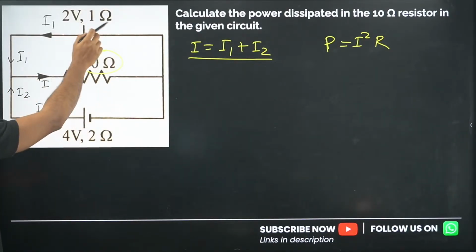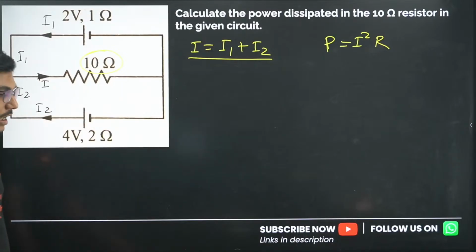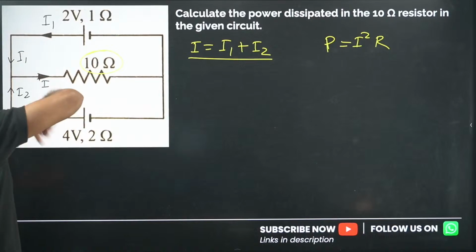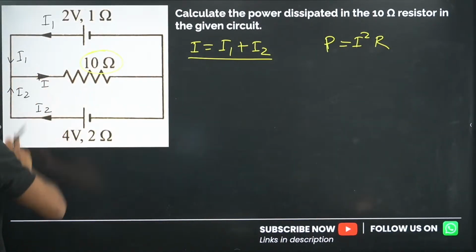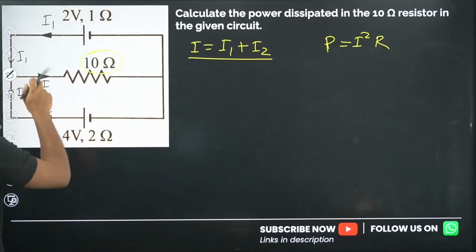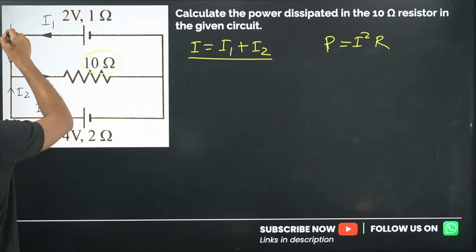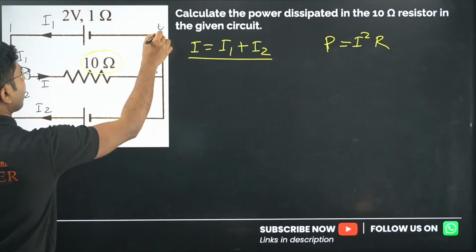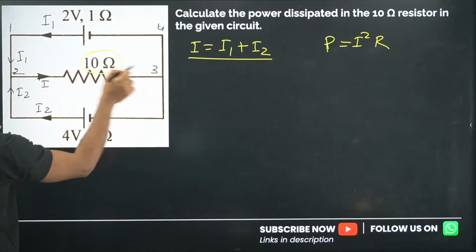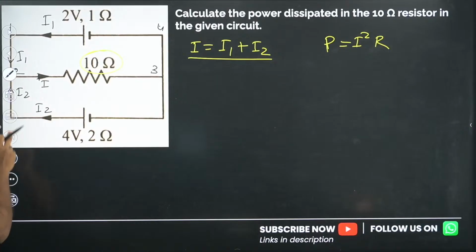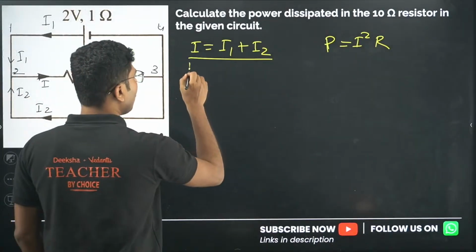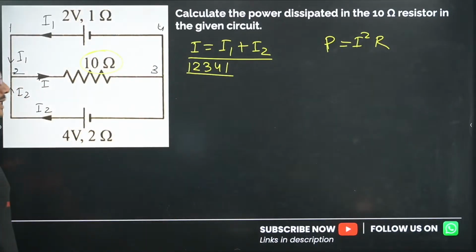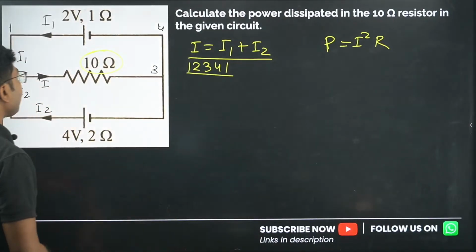Now what do we have to do? If you see, they are electric cells having internal resistances. If there was no internal resistance, this would have been an easy calculation. But because we have internal resistances, we have to take loops. First we will consider the loop 1 2 3 4 1. You can name it using ABCD or 1 2 3 4, it does not matter.